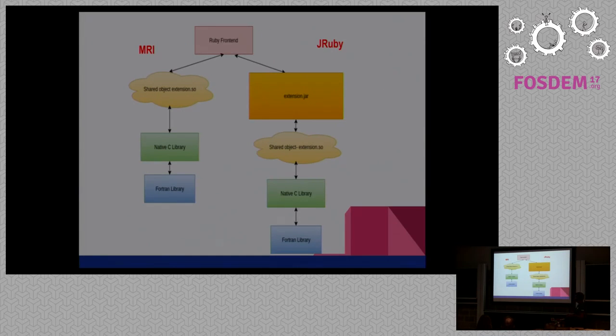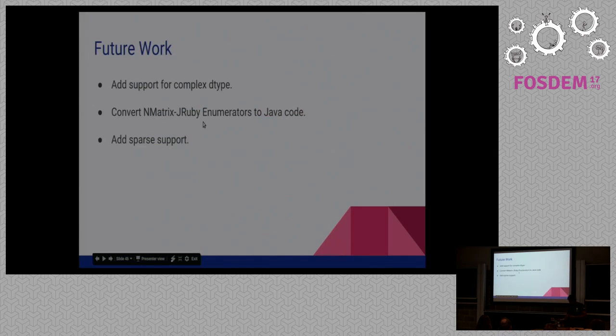So this would be the final architecture of NMatrix JRuby. We took the left side of this diagram to this right side. When I tried a sample benchmark for this, it was actually faster than NMatrix MRI. So maybe in 2 months, NMatrix JRuby would be faster in all aspects than NMatrix MRI, when I implement this part of the code. The future work also includes implementing NMatrix for complex data types, adding sparse support, and converting NMatrix JRuby enumerators to Java code for better speed.